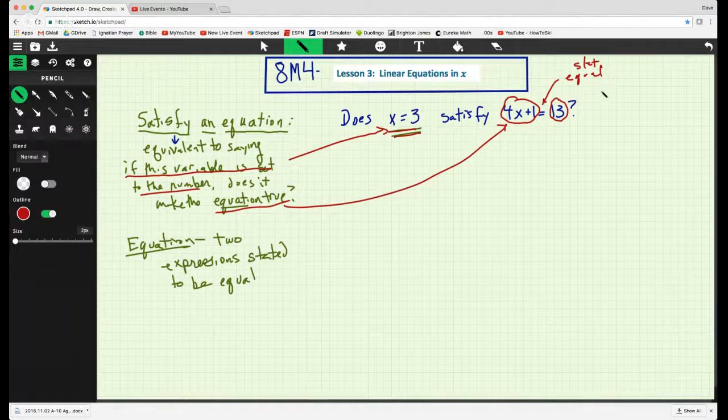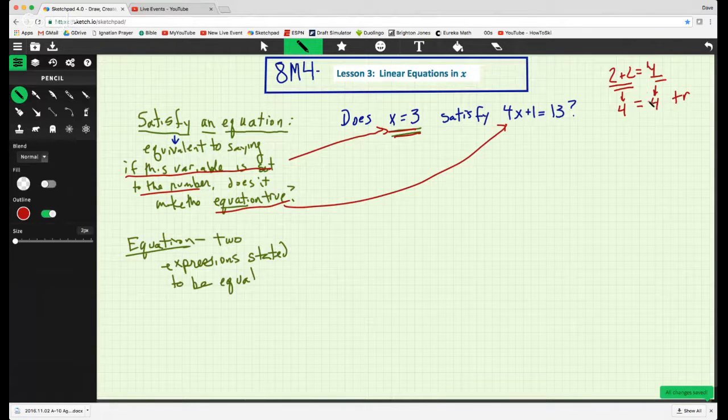We've been dealing with equations for a long time. Back in first, second grade, we probably have been looking at equations. 2 plus 2 equals 4, and that's an equation. Here's two expressions, very simple expressions. This expression is 2 plus 2, and that's equal to 4, and 4 is just a number, about the simplest expression you get. So 4 equals 4, and that's true.